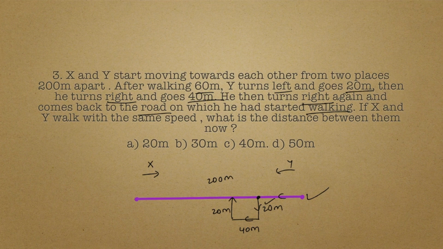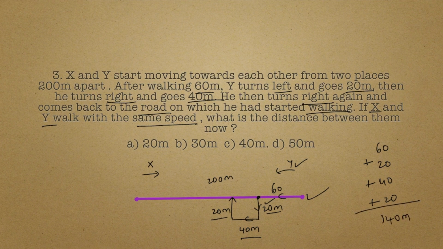And in the next statement, it is given as X and Y walk with the same speed. How much distance did Y cover? Here it is 60, so 60 plus 20 here, plus 40 here, plus 20 here, plus 20. So the total is equal to 140 meters. Let's say this is P, this is A, this is B, this is C, this is D, and this is Q. Y had traveled 140 meters.